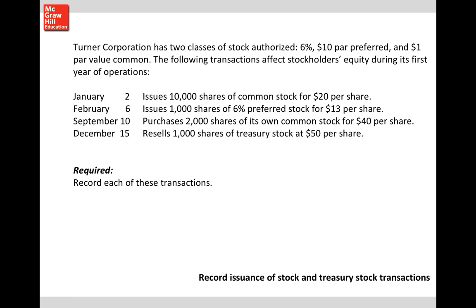On January 2nd, they issue 10,000 shares of common stock for $20 per share. On February 6th, they issue 1,000 shares of 6% preferred stock for $13 per share. On September 10th, they purchased 2,000 shares of their own common stock for $40 per share. On December 15th, they resell 1,000 shares of Treasury stock at $50 per share. We are going to record each of these transactions.